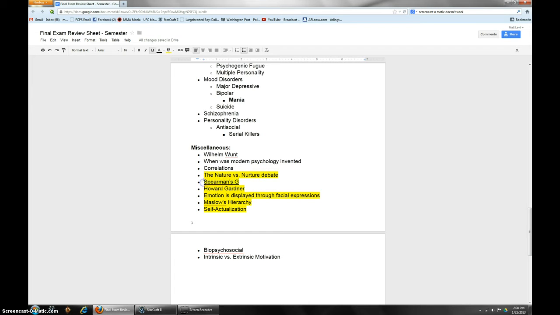Spearman's G is an intelligence theory that basically says all of your intelligence can be based on this G score, which is your IQ or your SATs. And based on that score, we can tell how smart you are. And this is pretty much what we use today. It is questionable ethically because a lot of the IQ tests and SAT tests are racially and culturally biased.